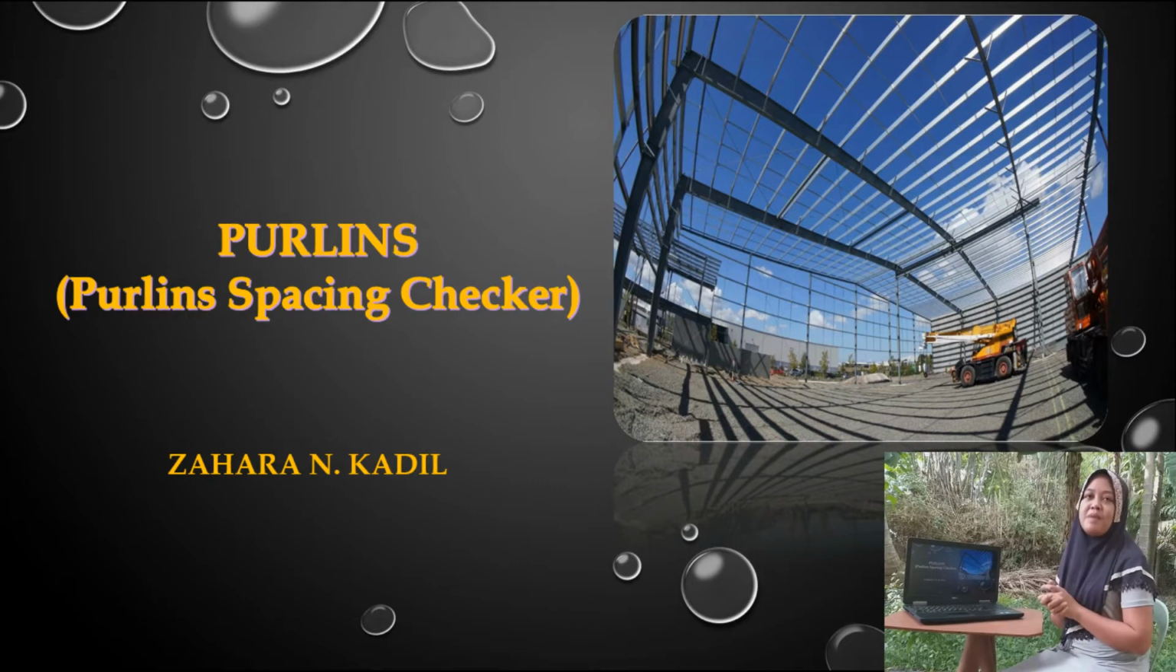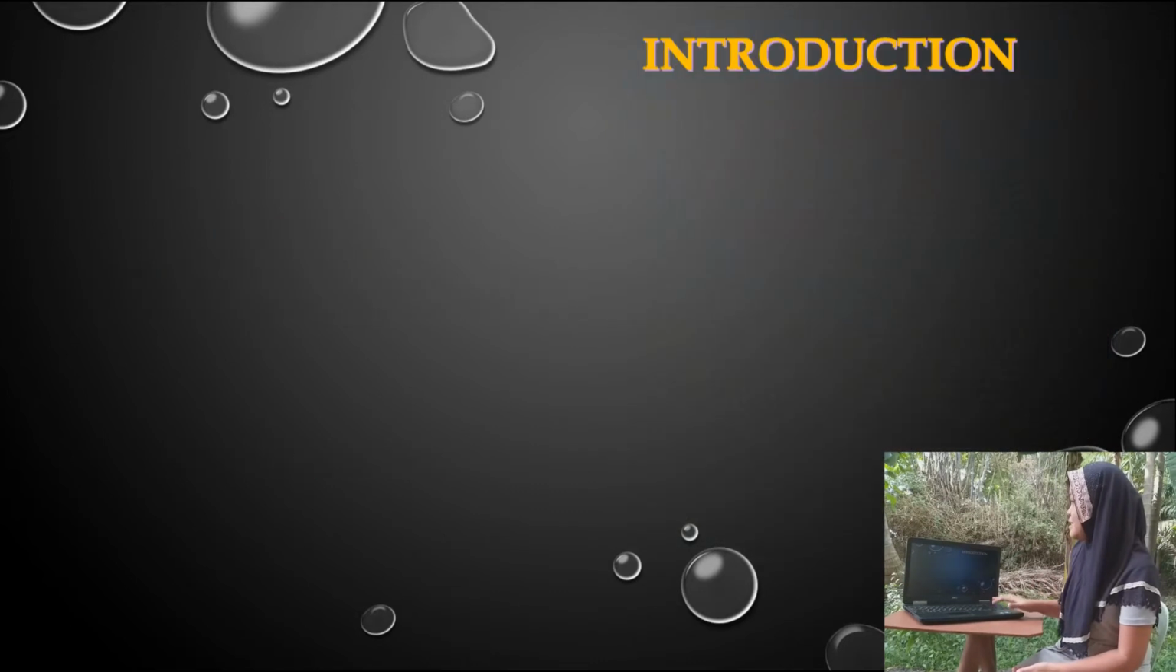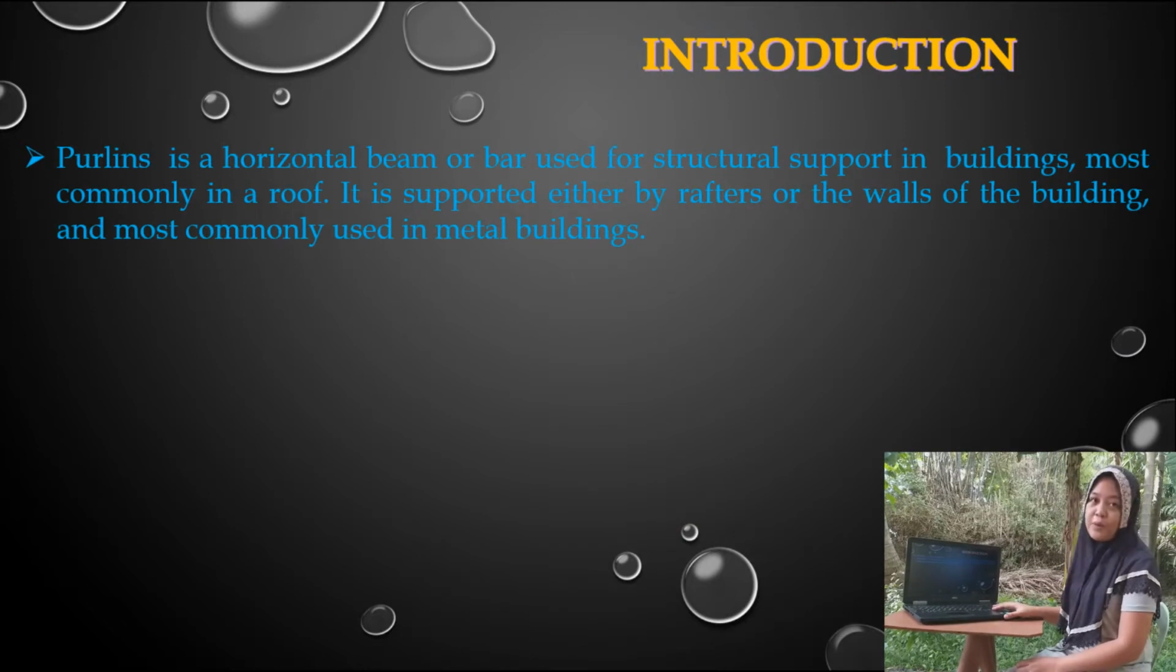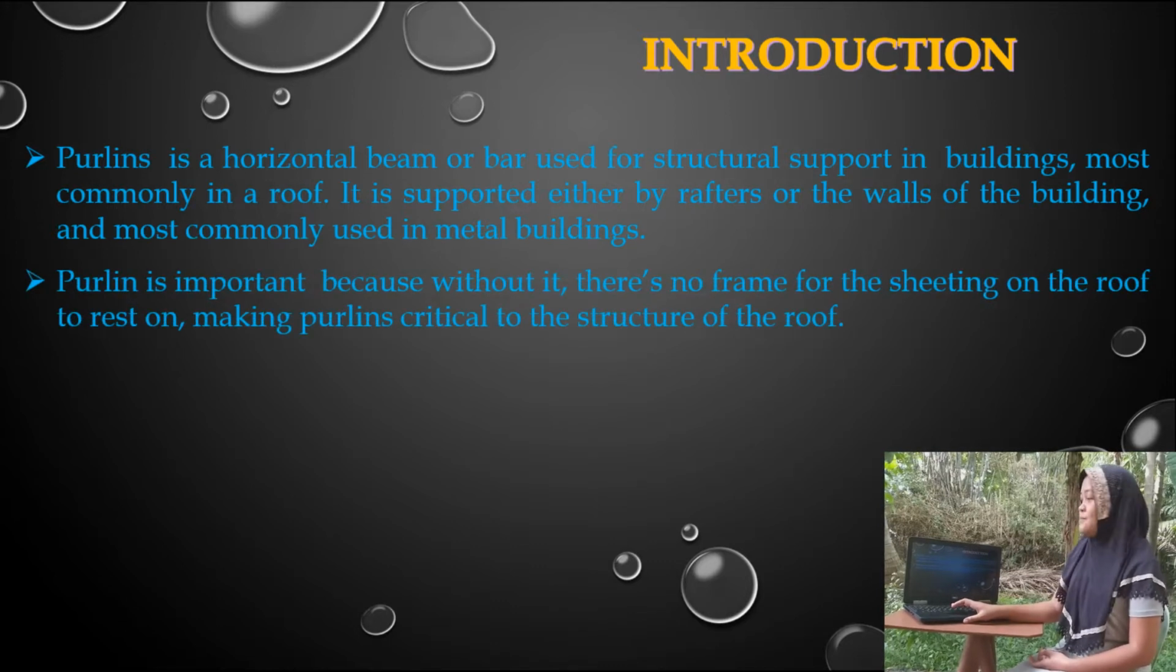Now, to begin with, let me give you just a brief definition about our program topic, which is the purlins. So, ang introduction natin dito, purlin is a horizontal beam or bar used for structural support in buildings, most commonly in a roof. It is supported either by rafters or the walls of the building and most commonly used in metal buildings. Another one, purlin is important because without it, there's no frame for the sheeting on the roof to rest on, making purlins critical to the structure of the roof.